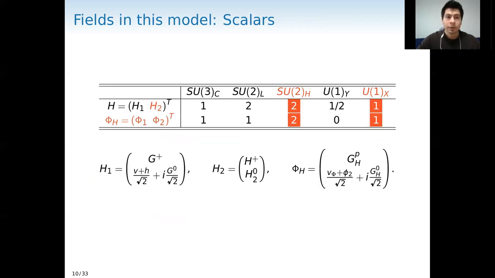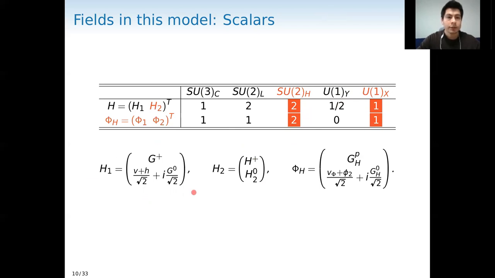And these are the charges of these new scalars under all the symmetries. We have the Higgs that has the charges we have in the standard model, such that it's a singlet under SU(3), a doublet of SU(2), and under the new symmetry, SU(2)_H, it is a doublet, and we have the one half in the U(1) of the standard model. And the new doublet is a singlet under the standard model. We have 1, 1, 0, but it's a doublet under SU(2)_H and has charge one under U(1)_X.